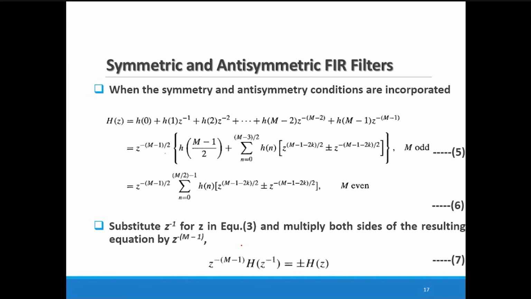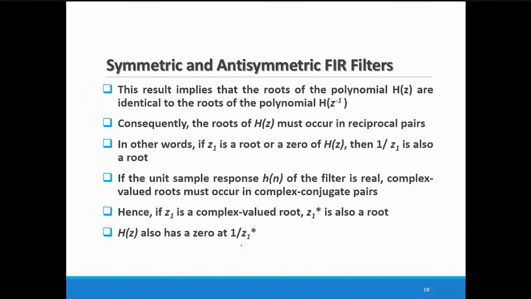So this result implies that the roots of the polynomial h of z are identical to the roots of the polynomial h of z inverse. So whatever roots we are getting for the polynomial h of z, the same roots we are getting for the polynomial h of z inverse. Consequently, the roots of h of z must occur in reciprocal pairs. The meaning is, if z1 is a root of h of z, then 1 divided by z1 is also a root. So they occur in reciprocal pairs.